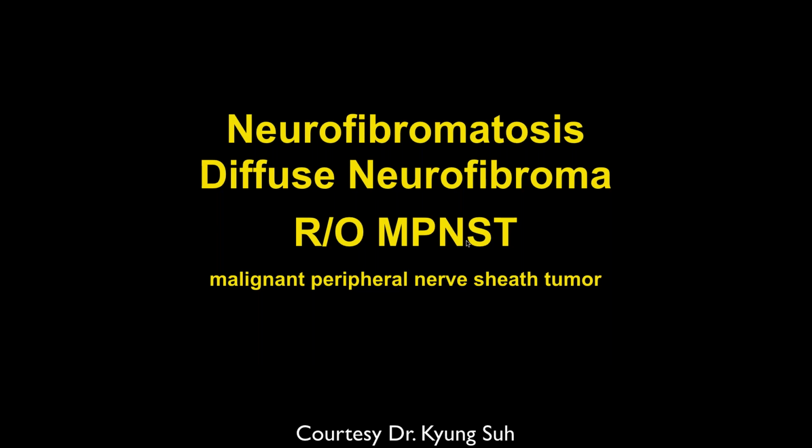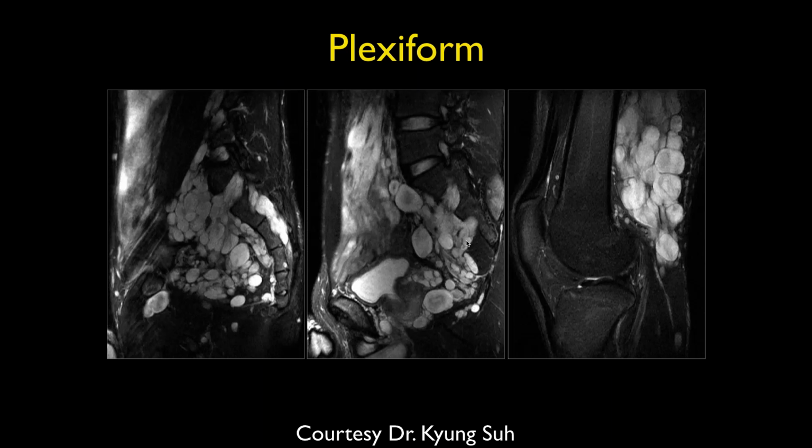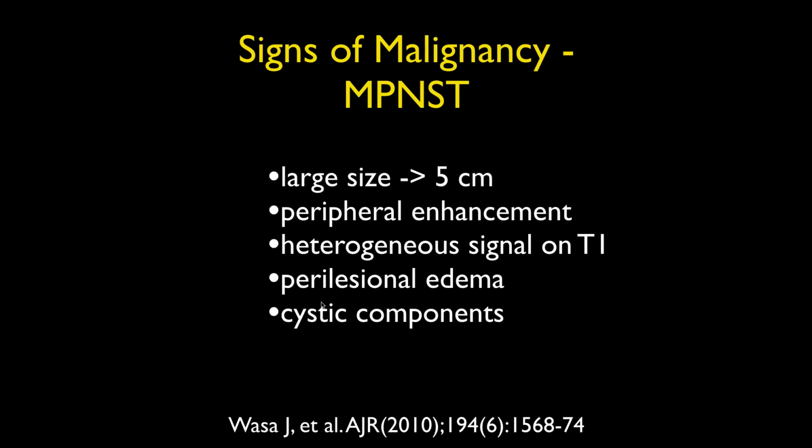Yeah, this turned out to be a malignant peripheral nerve sheath tumor. It's hard to differentiate malignant from benign. With large lesions in neurofibromatosis, plexiform neurofibroma can be benign and extremely large, but you always have to be concerned about the malignant variety. And it's neurofibromatosis 1. This is another example of plexiform neurofibroma in neurofibromatosis 1. You can get more diffuse neurofibroma here, which you can see going along there.